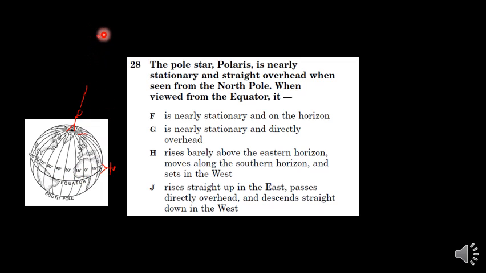The pole star never moves. It always remains relatively stationary. It does wobble just a little bit, but it stays pretty much locked in its position in the sky because the Earth's axis is always pointing at it as it spins around. The pole star stays locked in position.